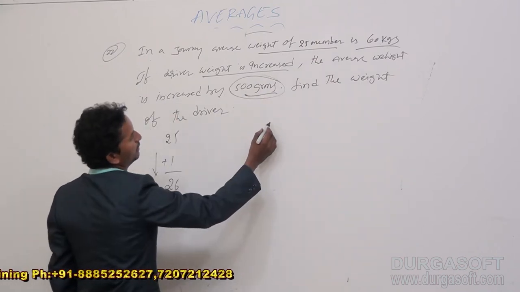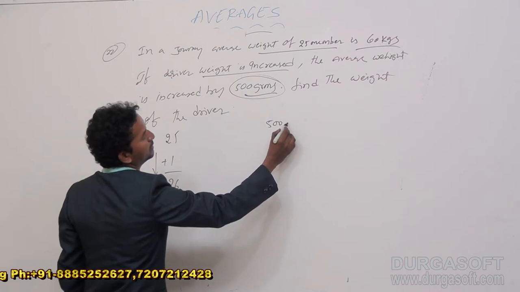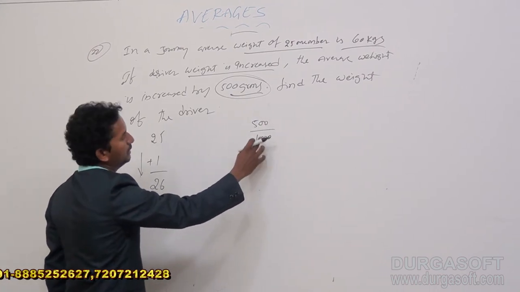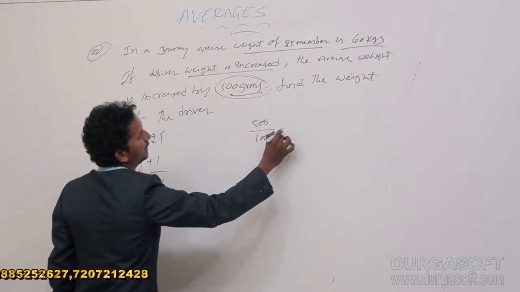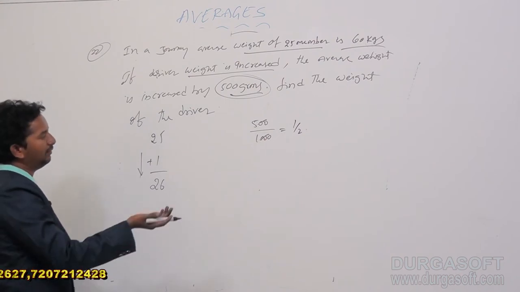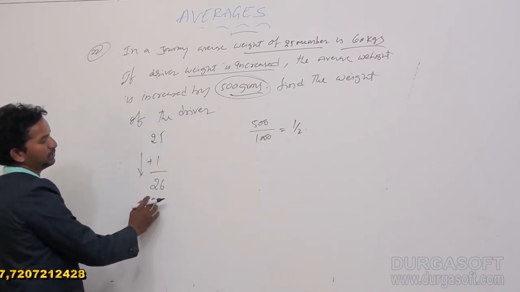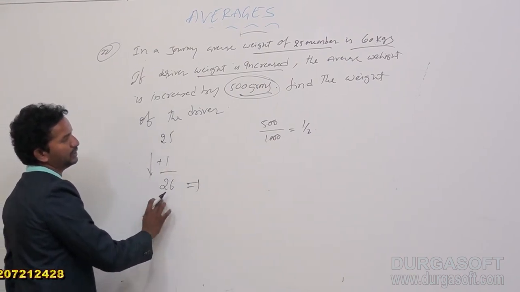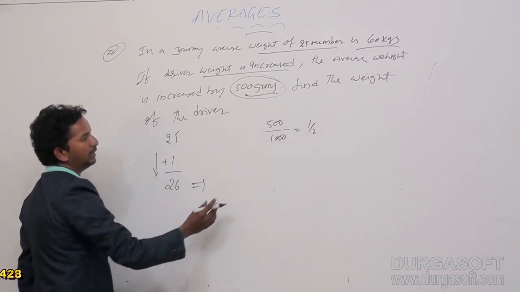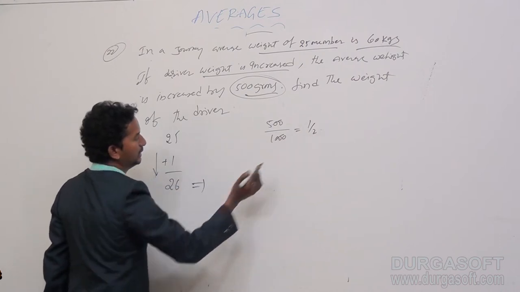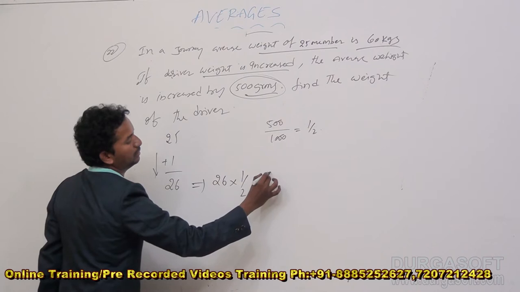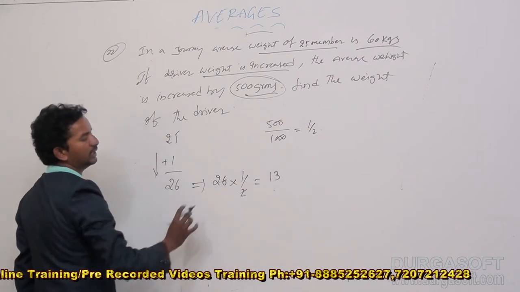500 grams is nothing but 500 by 1000, since 1 kg is equal to 1000 grams. So 500 grams increase is nothing but half a kg increase. There are 26 members in total, and each one's average increases by 500 grams, which is half. So 26 into 1 by 2 is equal to 13.